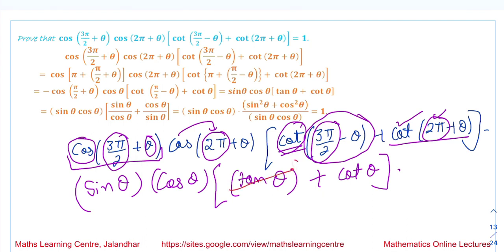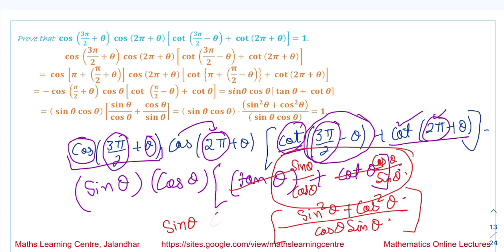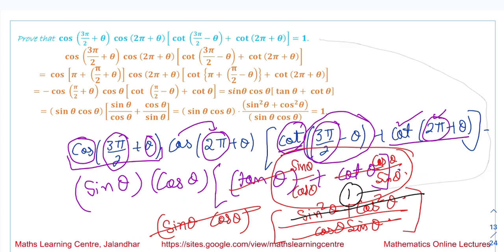Now this tan theta we can write it is sine theta over cos theta. This cot theta we can write it is cos theta over sine theta. Look at this term over here. If you look at this denominator and take the LCM, it is cos theta into sine theta. Numerator will become sine square theta, and this part will become cos square theta, and we are having the term over here, it is sine theta into cos theta. This sine theta and cos theta gets cancelled, and value of sine square theta plus cos square theta, we know it is 1, and this is what we have to prove.